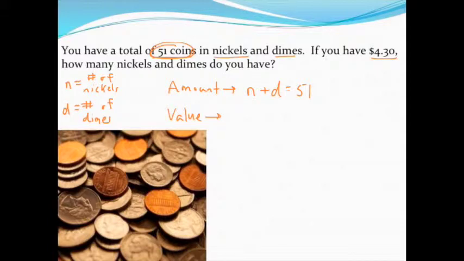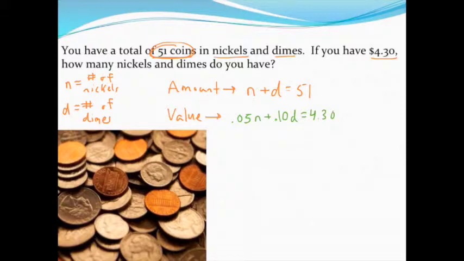Your second equation, though, is going to be where all the money goes. So our value equation. Well, how much is a nickel worth? A nickel is worth 5 cents. So I'm going to say 0.05n plus, how much is a dime worth? A dime is worth 10 cents, so 0.10d. And then how much money did you have altogether? $4.30. So notice that equation has all my money in it.